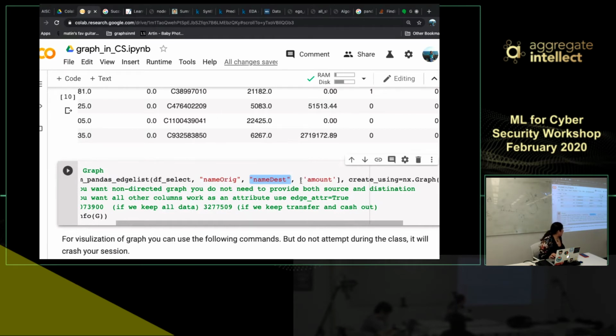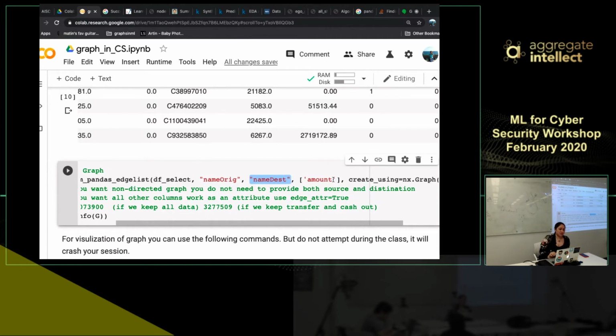And here you have to provide a list of columns that you want to use as an edge attribute, as edges, sorry, as a relation. So amount of the money sent. It could be so many things. Frequency of the time that two nodes connected to each other. It could be amount of the money sent. As I said, it's a list. It could be both of them.